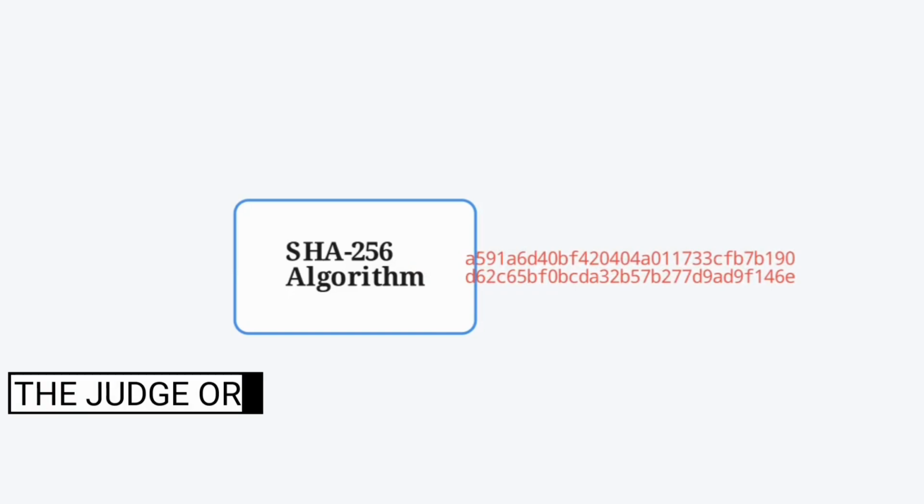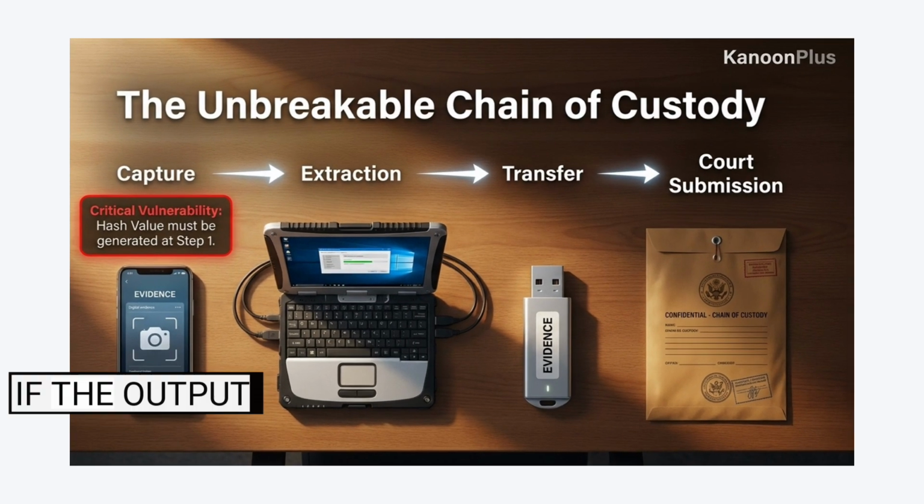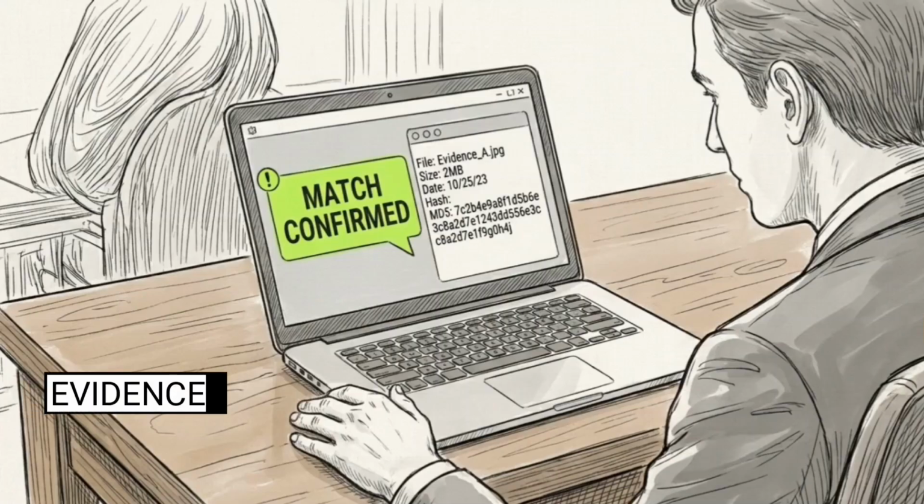In court, the judge or the defense can run the file through the exact same algorithm to check if the output matches the string on the certificate. If the strings match, the file is verified as authentic. This turns the question of data integrity into a mathematically verifiable fact. The requirements of Section 63 allow defense advocates to challenge evidence based entirely on how it was collected and recorded.